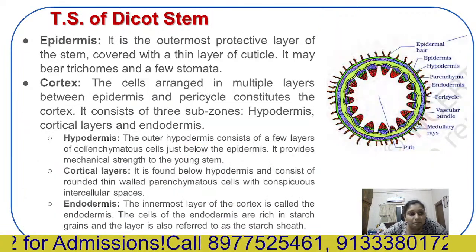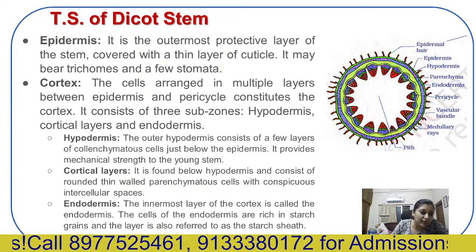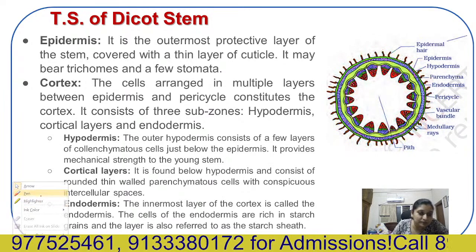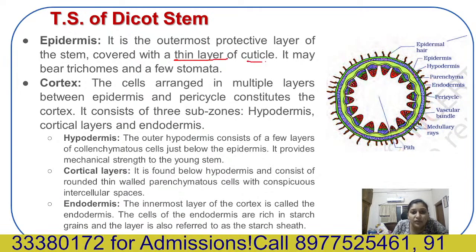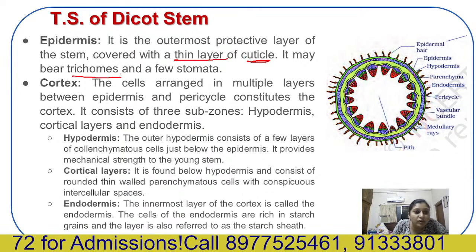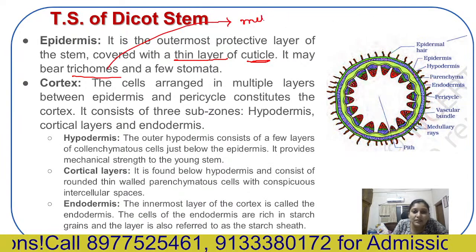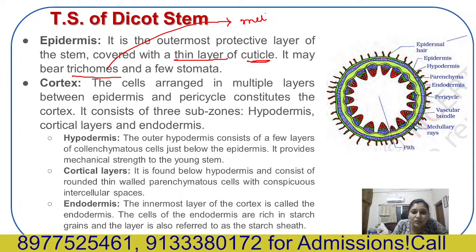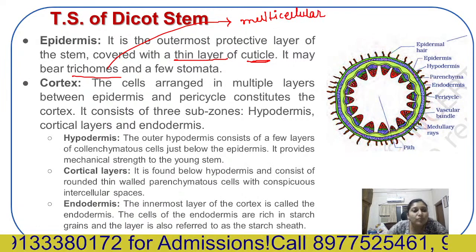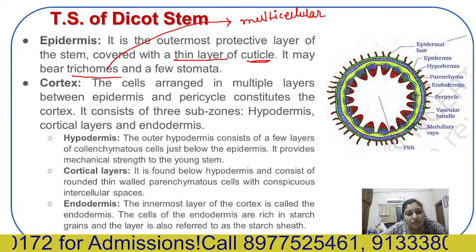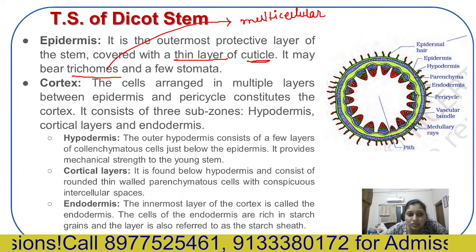Then the dicot stem. The epidermis is the outermost protective layer in the dicot stem, covered with a thin layer of cuticle. It may bear trichomes also. Always remember trichomes are multicellular, hair-like structures present over the stem, while root hairs are unicellular. And they have a few stomata also, located on the leaves or sometimes on the stem.